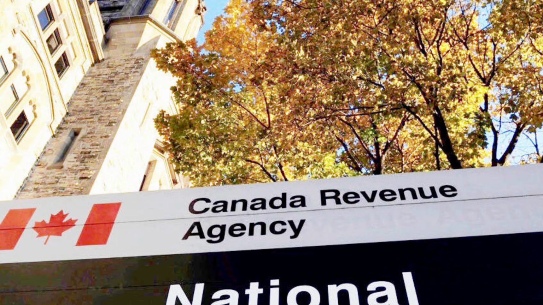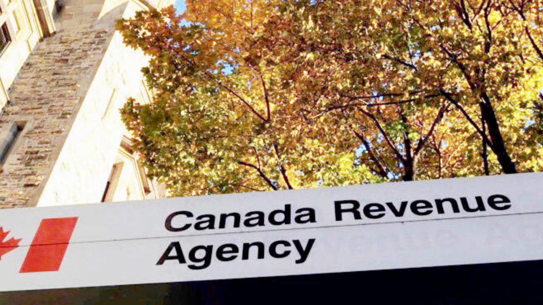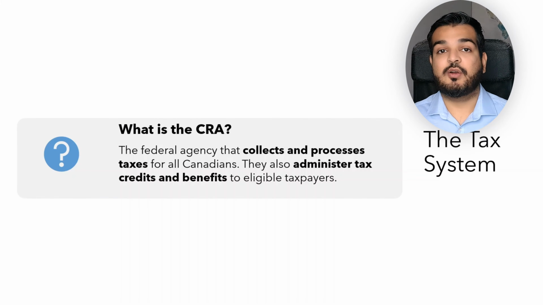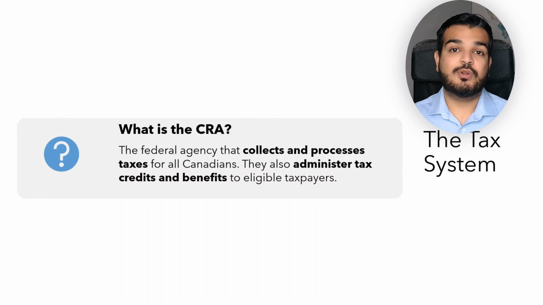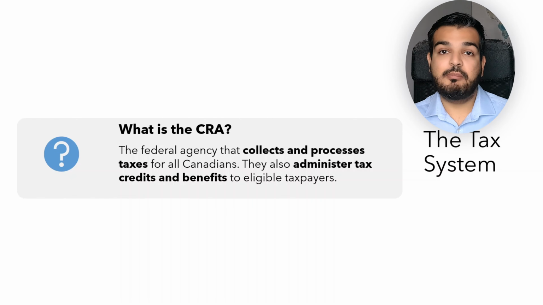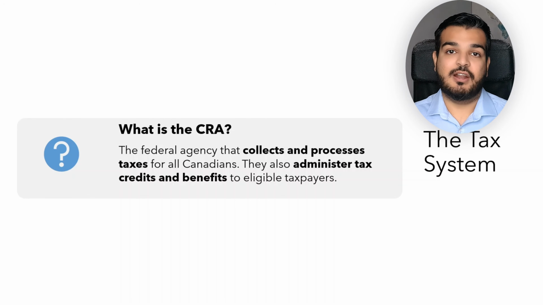It's essentially the agency from the government that looks after all of the taxes across the country. Their goal is to make sure that every individual taxpayer is paying their fair share of taxes. They're receiving the right tax credits, the right benefits. Maybe you receive a monthly benefit or a quarterly benefit. It all comes from the CRA.